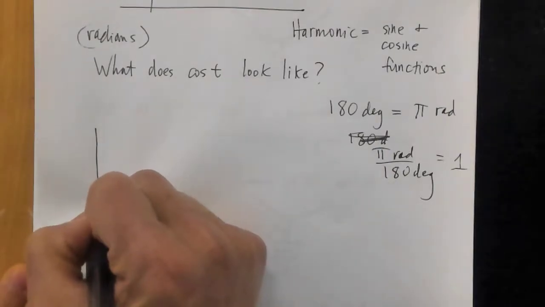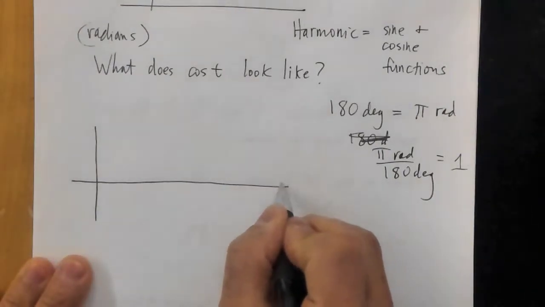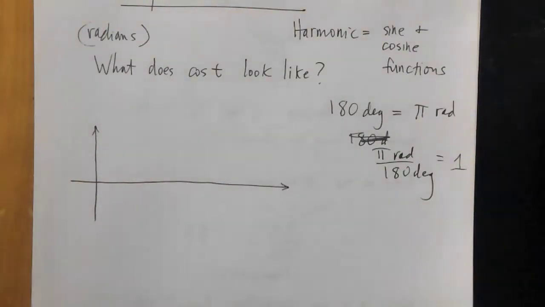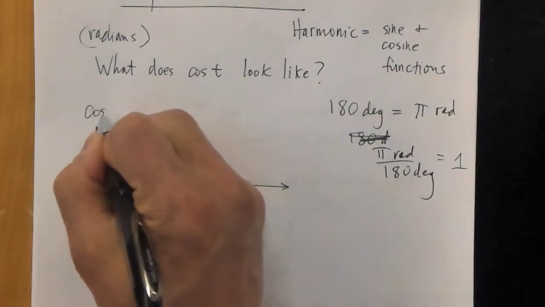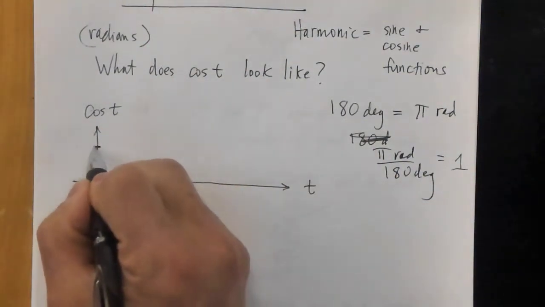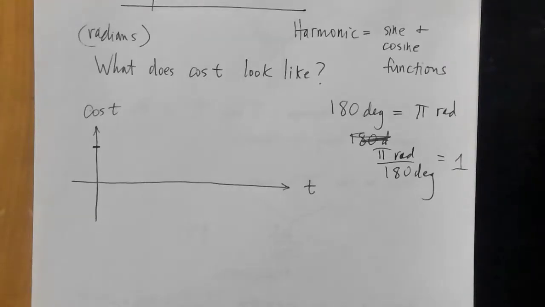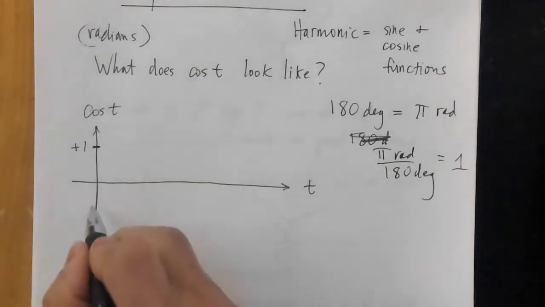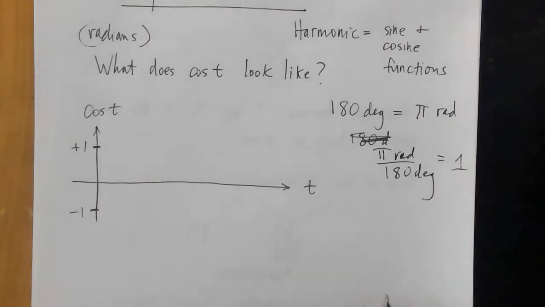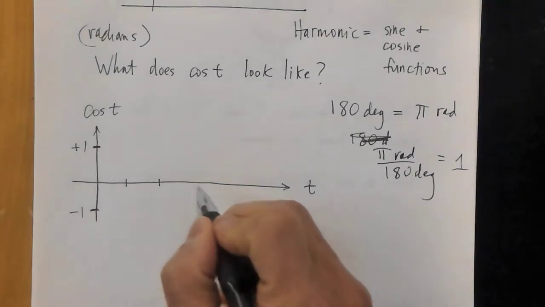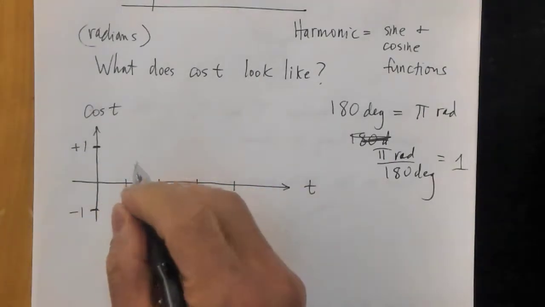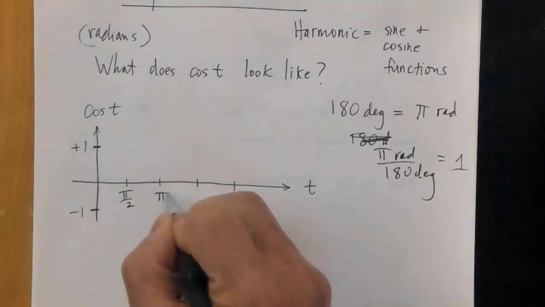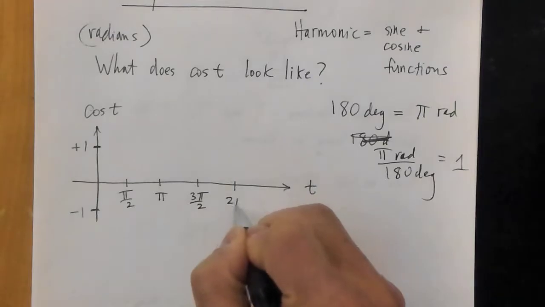It looks like this. And, by the way, you're kind of expected to know how to graph this. You're not supposed to simply know how to recognize it; when I'm showing you, this is something you should be able to do. First of all, cosine t, here's t. It starts off at 1, because cosine of 0 is 1. Okay? Here's my plus 1. Here's a minus 1. Now let's go with pi over 2, pi, 3 pi over 2, 2 pi.